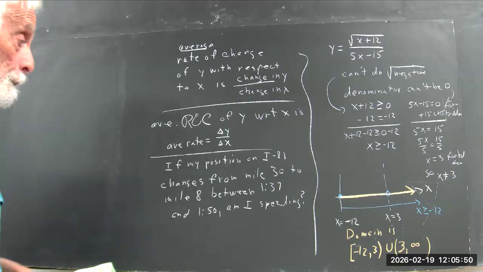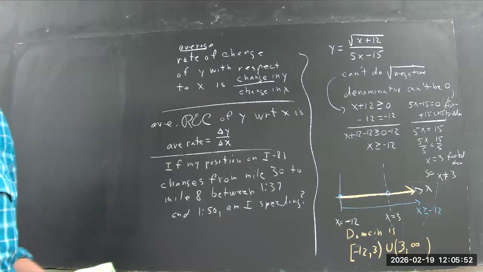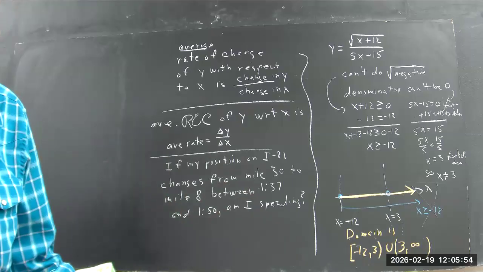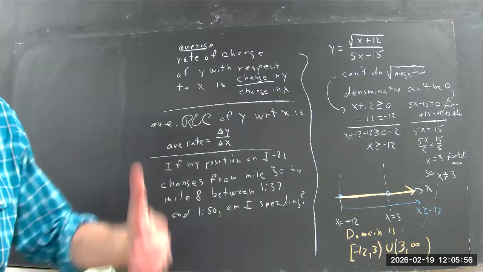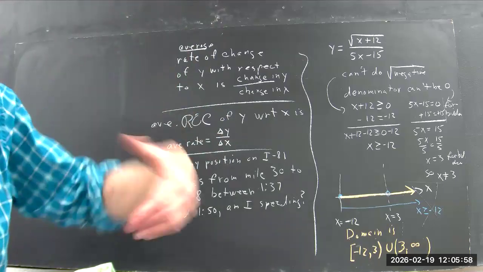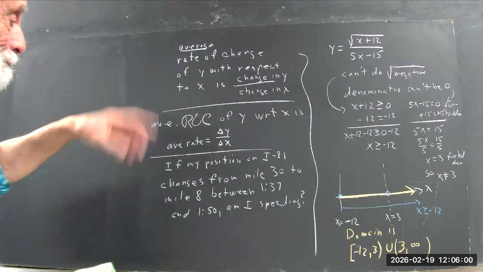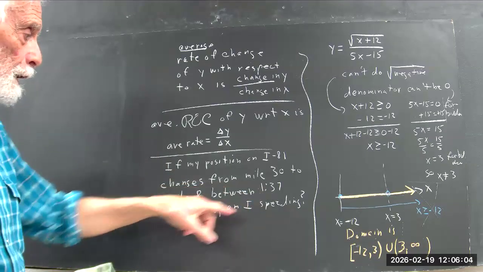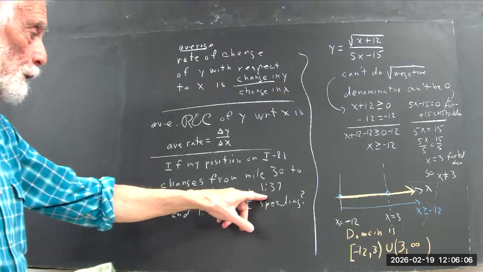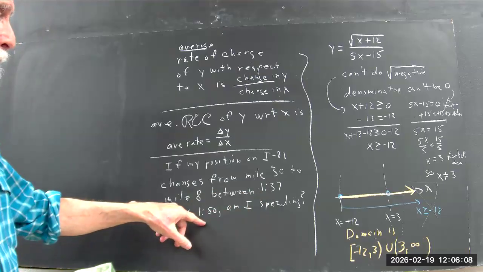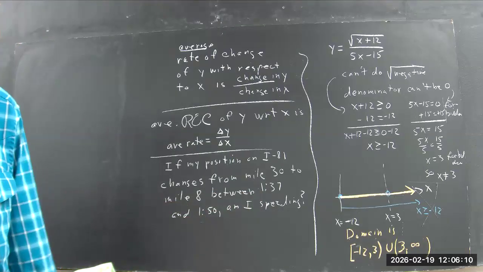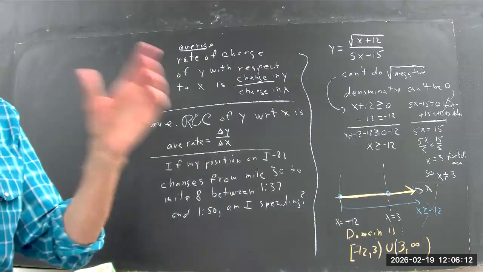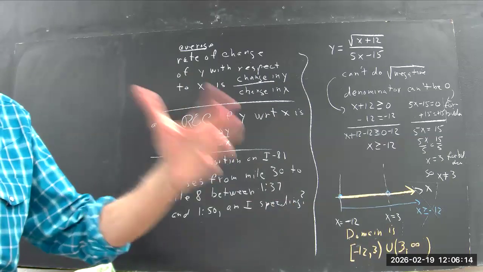Well, how far did I travel? From mile 30 to mile 8, I traveled 22 miles, right? From 30 down to 8, it's negative 22, and we'll incorporate that when we do the rate of change. And how long did it take me? From 1:37 to 1:50, if I'm calculating right, it's 13 minutes. If I go 22 miles in 13 minutes, am I speeding?